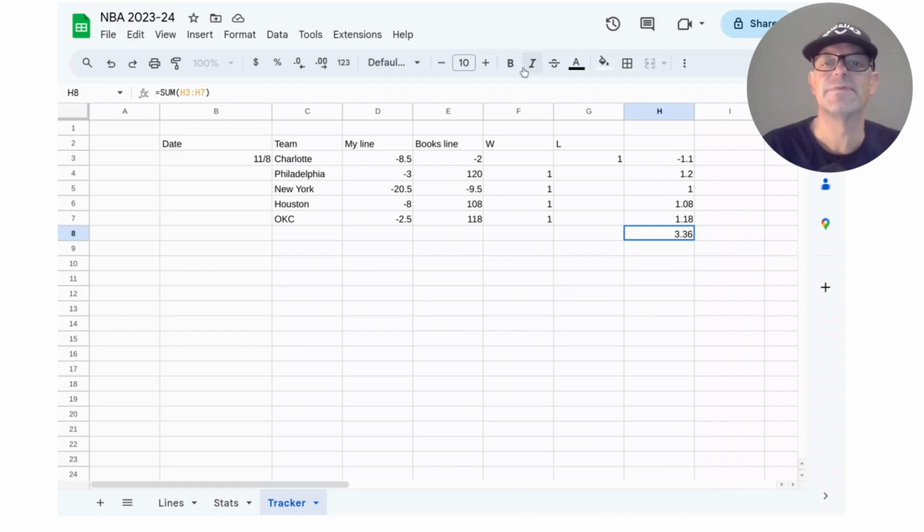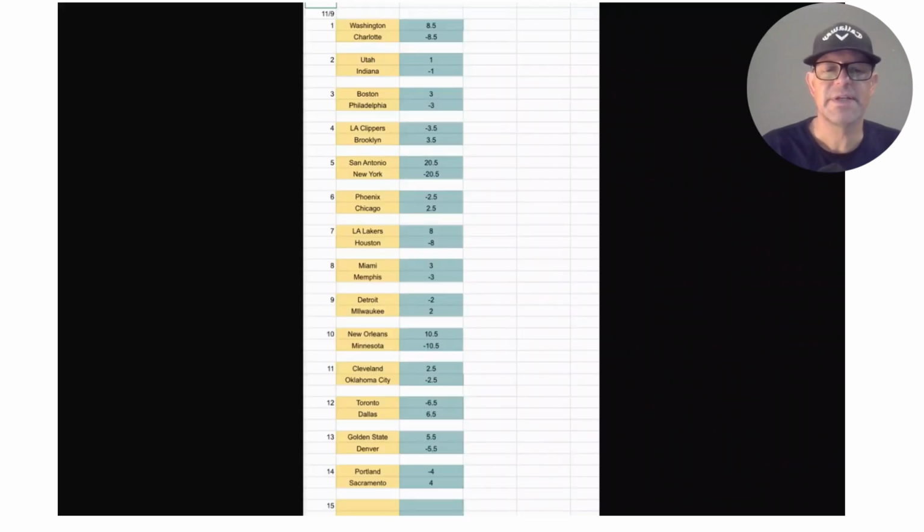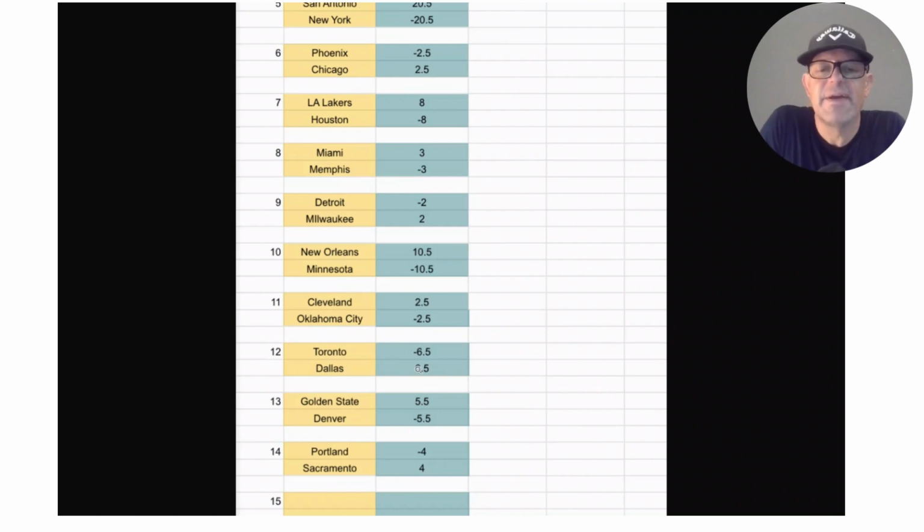So we go back to the model. I want you to look at this Toronto line. Toronto was -6.5. Dallas was +6.5. My line. Okay. Now, so that means if Toronto was at home, I would have made this -9.5. So that's a very solid -6.5 line for Toronto with home field or basically home court advantage already factored in.